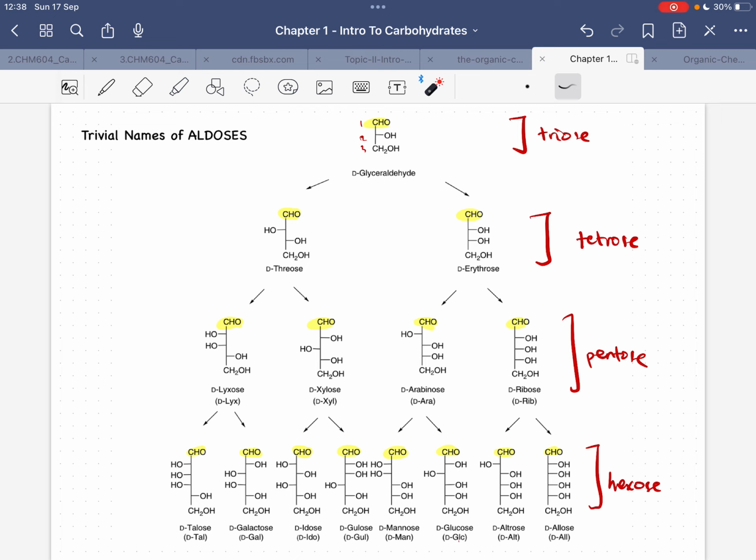And there is another convention to name these aldoses, and that is by indicating the configuration, which is D here. Of course, in nature, sugars are naturally in the D configuration. And the other one is by abbreviating the name. In abbreviating the name, you only need the first three letters of the full name. Just like lyxose, LYX, xylose, XYL, arabinose, ARA, RIB for ribose, TAL for talose, GAL for galactose, and so on and so forth.